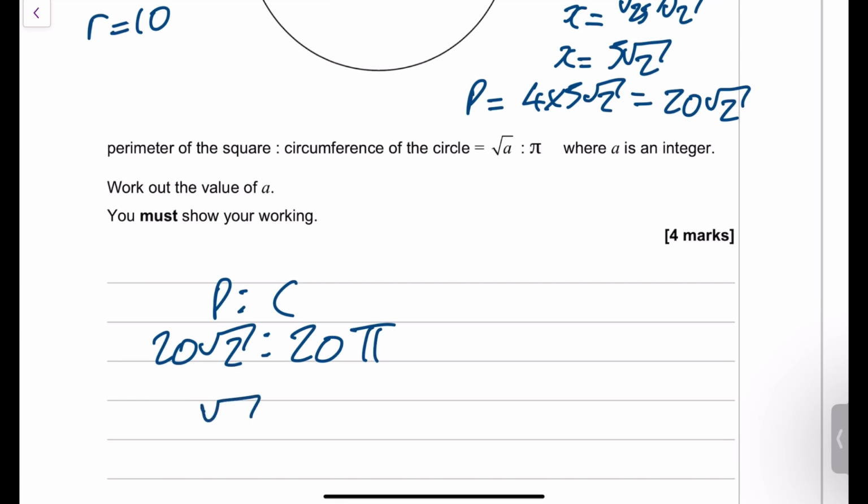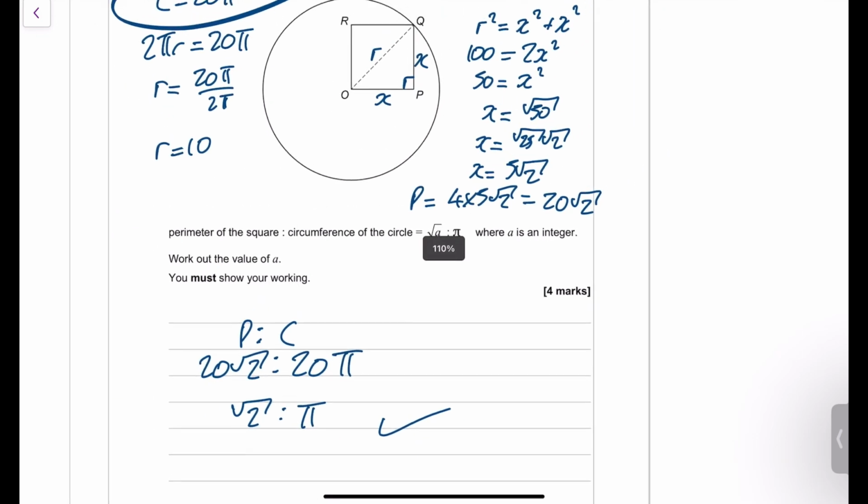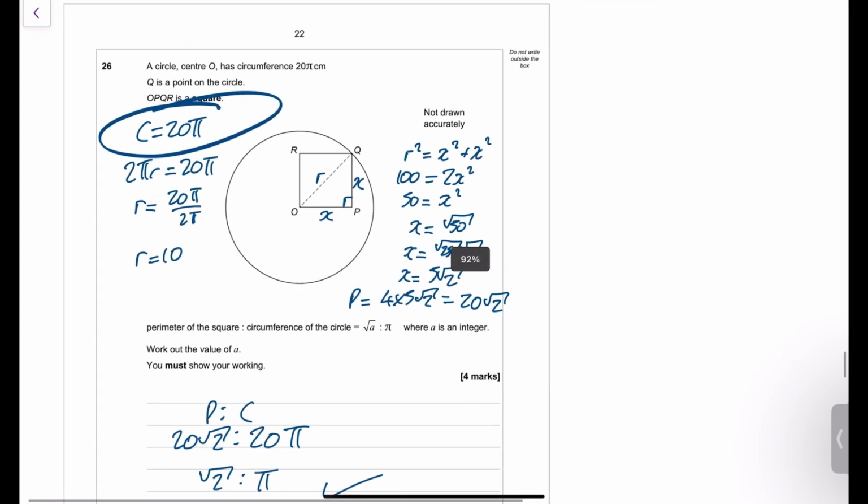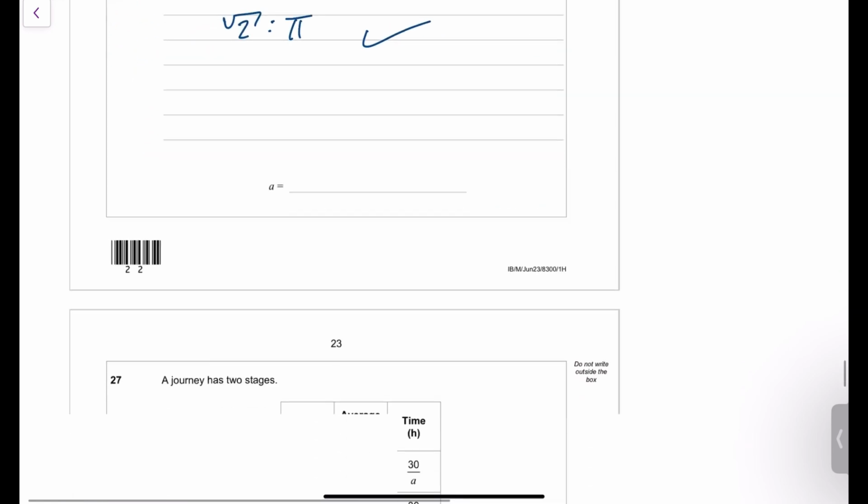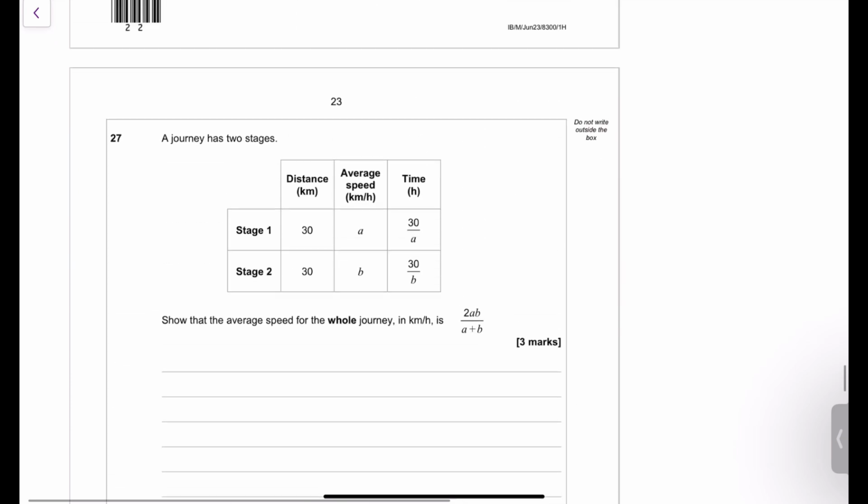Then just divide through by that 20. You've got root 2 to pi. Okay, and there you go. That's a strange wee question there. Very nice. I like it. Very nice indeed. Still going. How many more have we got to do? That's it. Last question. We're on the last question.